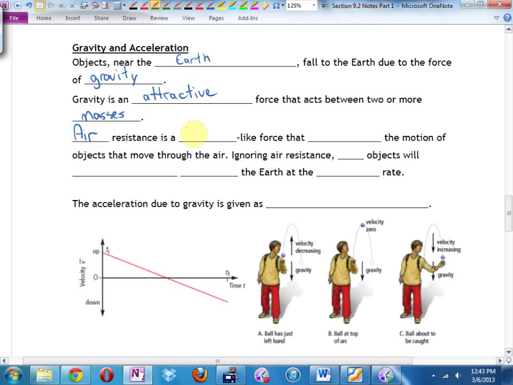Air resistance is a friction-like force that opposes the motion of objects that move through the air. Air resistance, Hannah, is a very, very, very complicated force. It involves fluid dynamics and drag coefficients and cross-sectional surface areas.